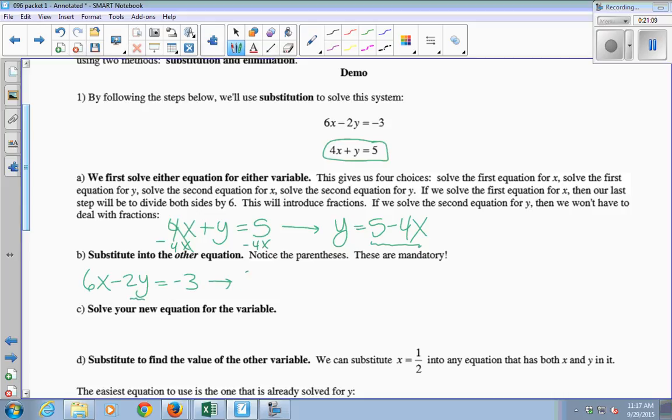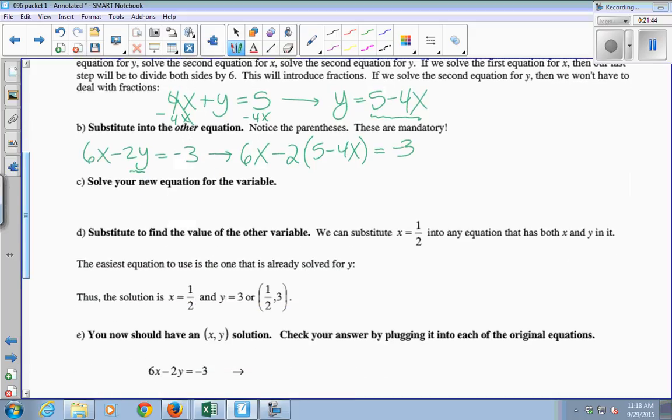So this is going to become 6x minus 2 times 5 minus 4x, right? Instead of a y, I put a 5 minus 4x, and that equals -3. So I made a substitution. Now in my new equation, after I make the substitution, it only has x's in it. There are no y's in it anymore. So I can solve it, because it only has one variable.